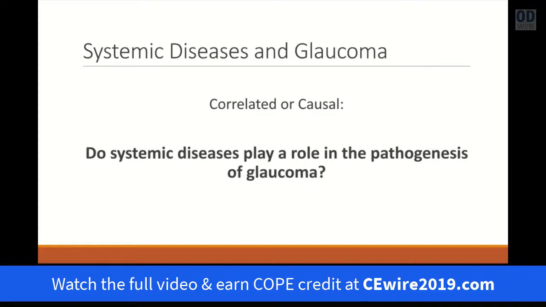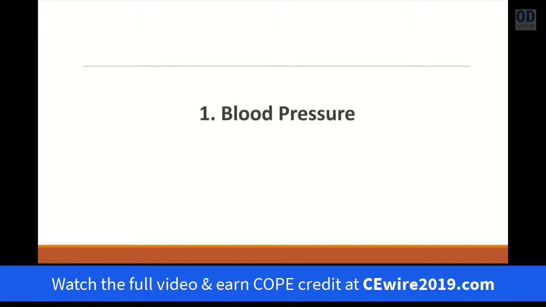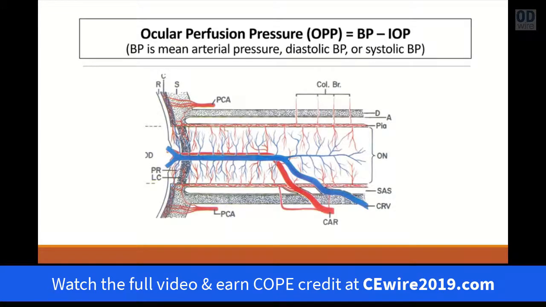So do systemic diseases play a role in the pathogenesis of glaucoma? We'll look at a number of areas. This is a huge topic. I'm going to spend the great majority of the time on blood pressure because I think it's the one that has clearly been shown to be causal, and I think we should understand that relationship well, and then we'll look at a number of other areas. So again, let's start with blood pressure.